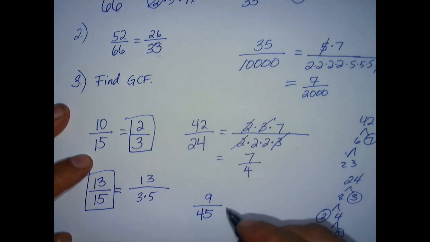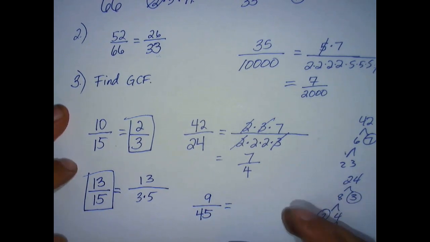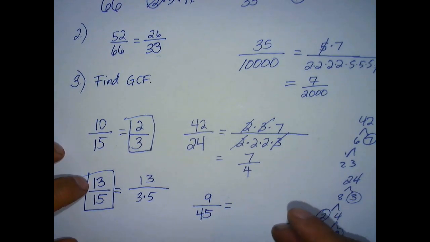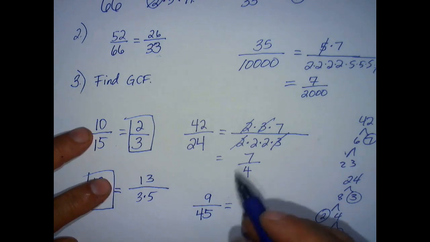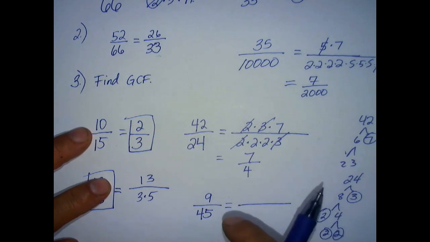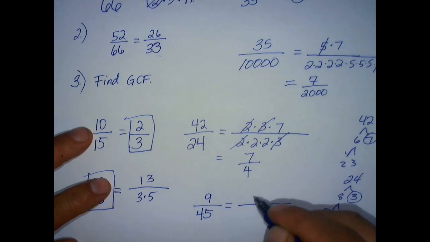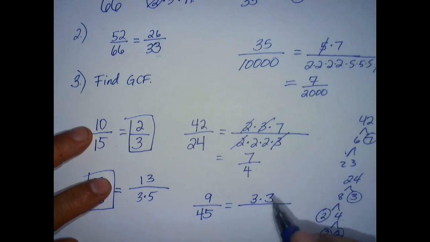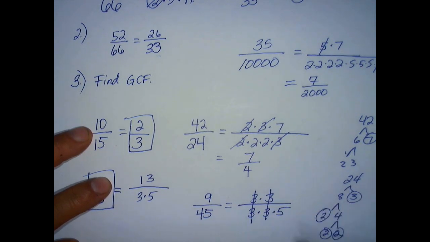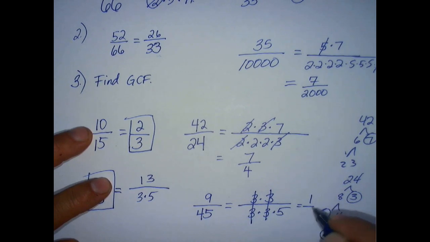9 over 45. Last one. That one's going to be a whole number. Oh, see, this one's a tricky one. What happens if you run out of numbers? 9 is 3 times 3, and 45 is 9 times 5. So this is 1, and this is 1. So 9 over 45 is 1/5. If you run out of numbers, you factored out a 1.